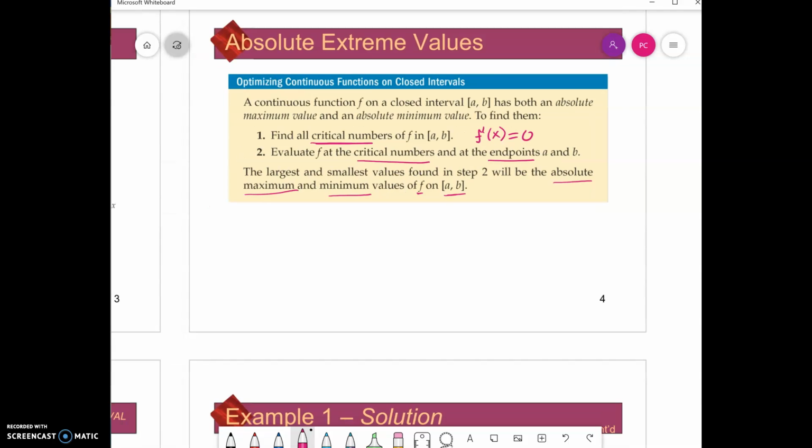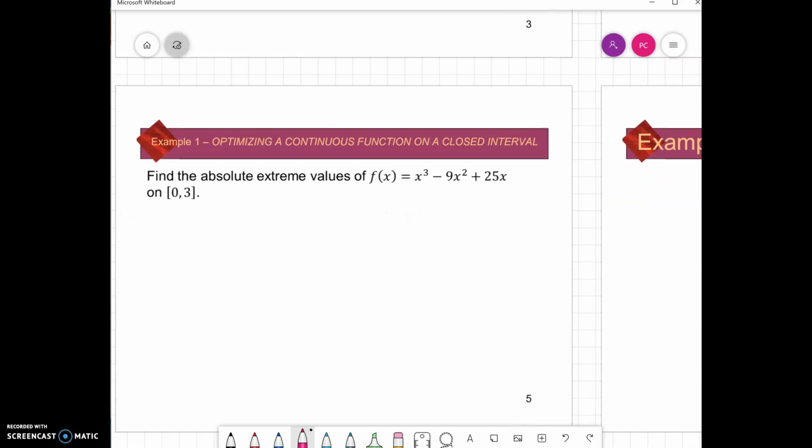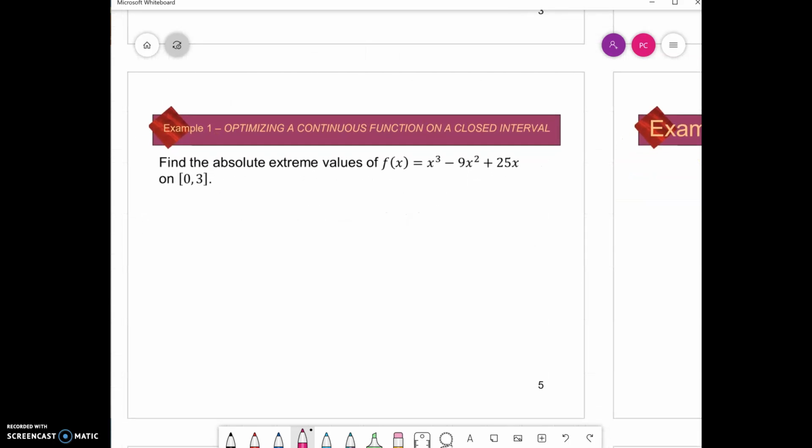We want to find the absolute extreme values of f of x equals x cubed minus 9x squared plus 25x on the interval 0 to 3. So again, first step is to find the critical numbers. So if we take the derivative f prime of x, we get 3x squared minus 18x plus 25.